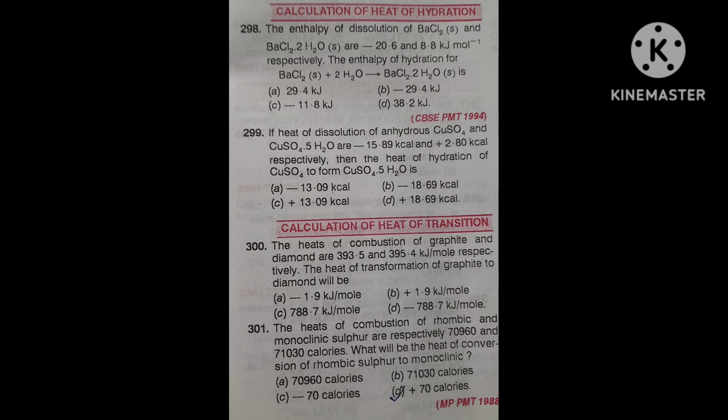You have to write the reaction first. Sulfur has many forms, but here rhombic sulfur you can tell SR, and monoclinic sulfur SM, both values are given. Then what will be the difference? The difference will be just minus 70 calories.